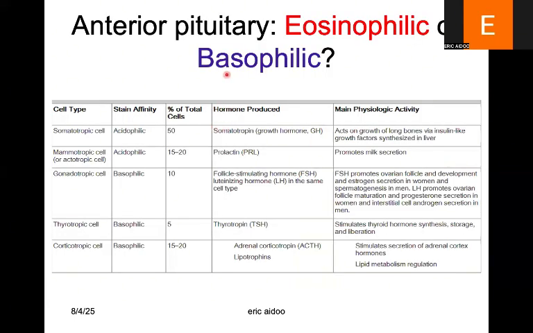Like I said earlier, the anterior pituitary contains both eosinophilic and basophilic cells. So let's try and distinguish between them. The somatotropic cell, which releases growth hormone, is acidophilic, so it will be more eosinophilic. Then the mammotropic cell that releases prolactin also is acidophilic. However, the gonadotropic cells are basophilic, and thyrotropic cells are also basophilic, as well as corticotropic cells. So you should note that.